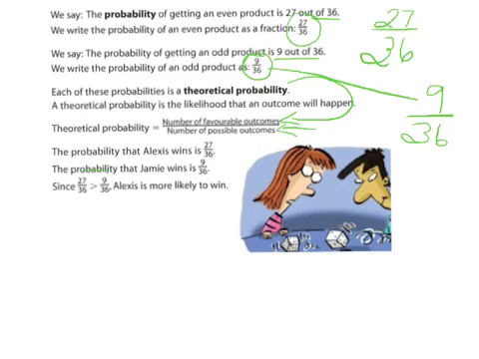So it is more likely that you're going to end up with an even number, because we can see that there are more even outcomes. So 27 out of 36 is larger. There's more likely chance that you are going to end up with an even number. So it's more likely that Alexis is going to be the winner of this game.